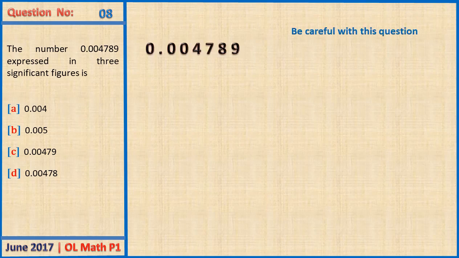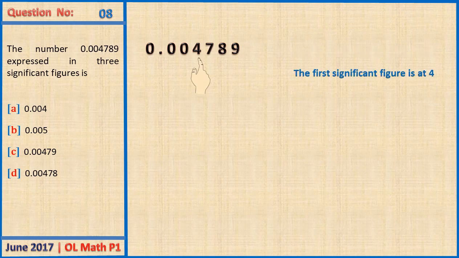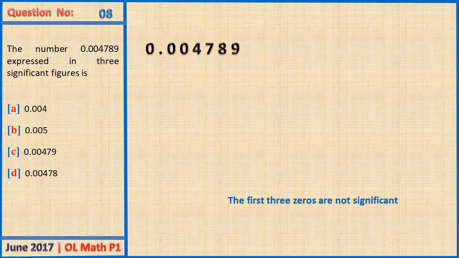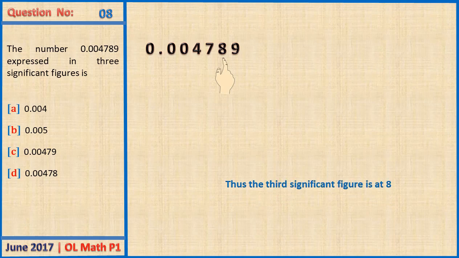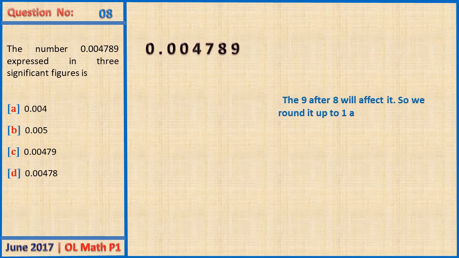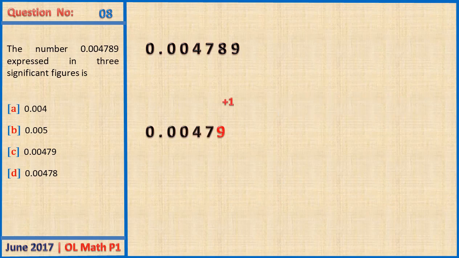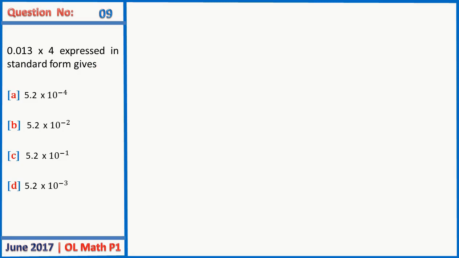Question 8. We have the number 0.004789 expressed in 3 significant figures. Be careful with this question because the first digits are all zeros. The first significant figure is at 4. The first 3 zeros are not significant. Thus, the third significant figure is at 8. But the 9 after the 8 will affect it, so we round up the 9 to 1 and add to 8 to have 9. So that gives us 0.00479. The key is C.